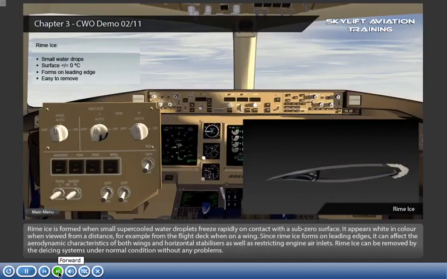Rime ice is formed when small, supercooled water droplets freeze rapidly on contact with a sub-zero surface. It appears white in color when viewed from a distance, for example from the flight deck when on a wing. Since rime ice forms on leading edges, it can affect the aerodynamic characteristics of both wings and horizontal stabilizers, as well as restricting engine air inlets. Rime ice can be removed by the de-icing systems under normal conditions without any problems.